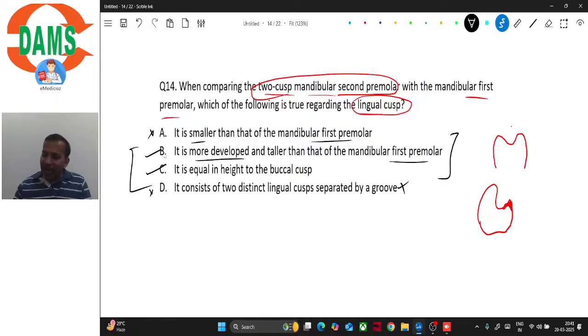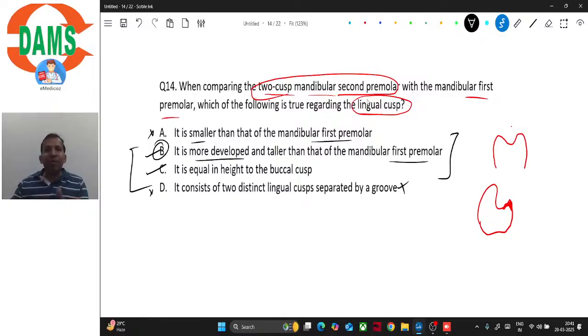मुझे ऐसा लगता है भावना कह रही है B को चूज करेंगे. It is more developed and taller than that of the mandibular first premolar. Very good. तो भावना B क्यों चूज किया हमने? और तुम्हारा आंसर बिल्कुल सही है, क्योंकि क्वेश्चन पूछ रहा है we have to compare lingual cusps of both the teeth, isn't it? We have to compare the lingual cusps of both the teeth.